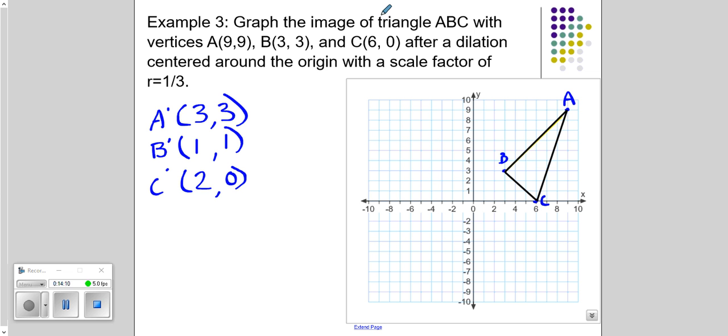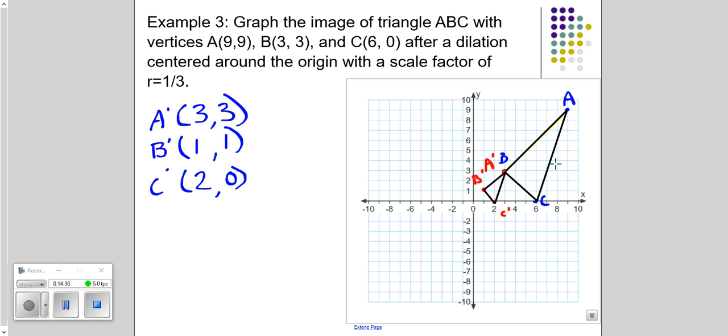So to get our third point, we are going to graph the points we just generated. A prime is at the same location as B, and that's fine, so we'll just label them both. B prime is at (1, 1), and C prime is at (2, 0). And then we will again close the figure.